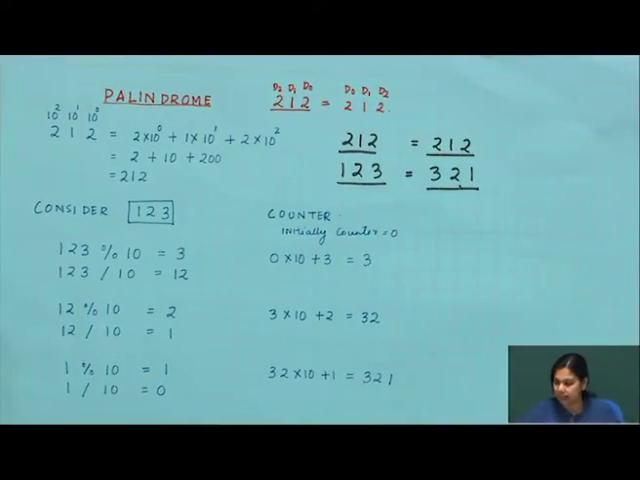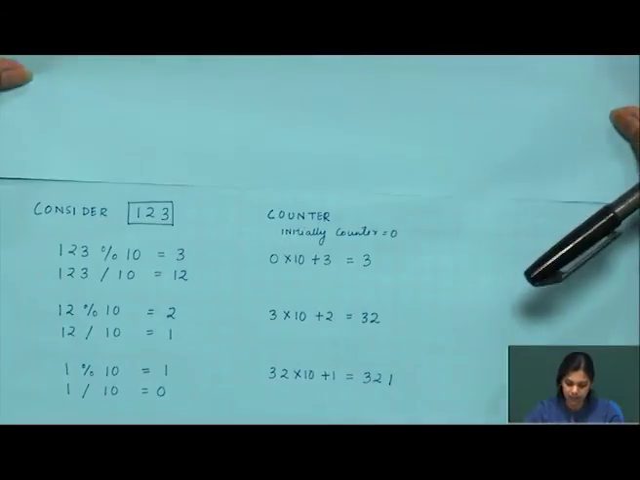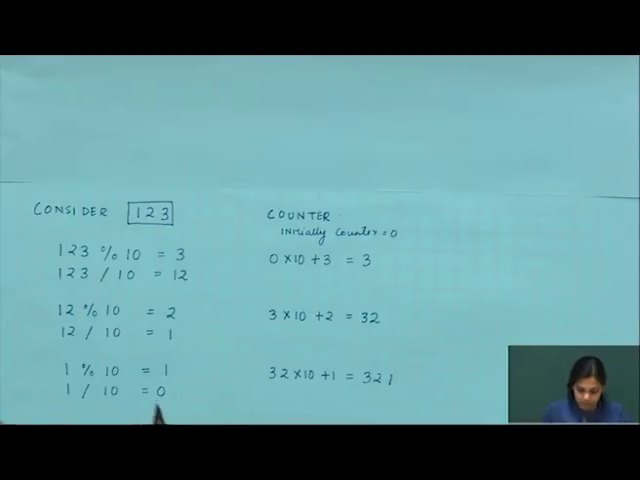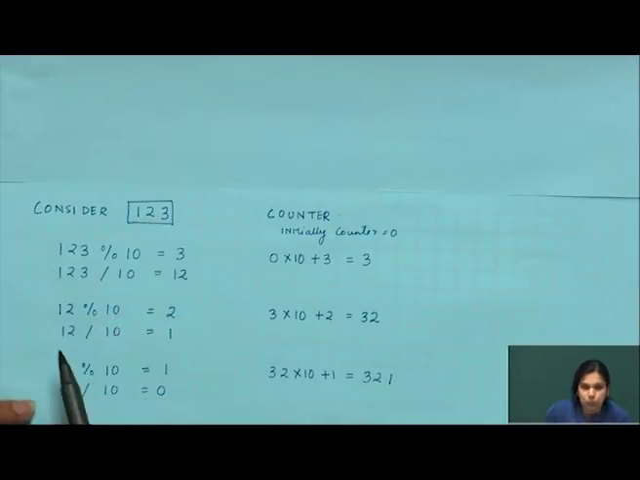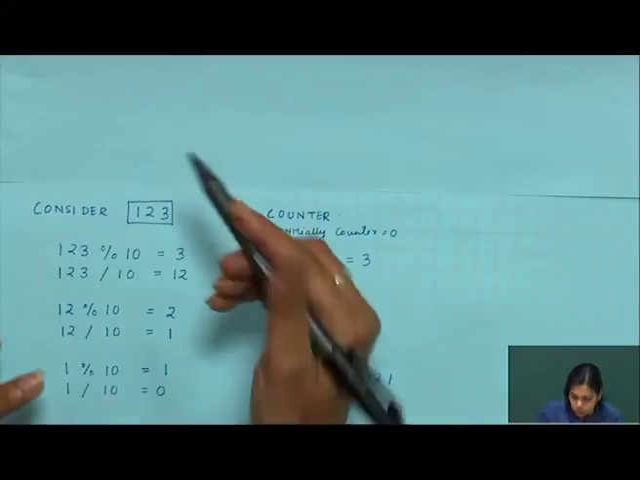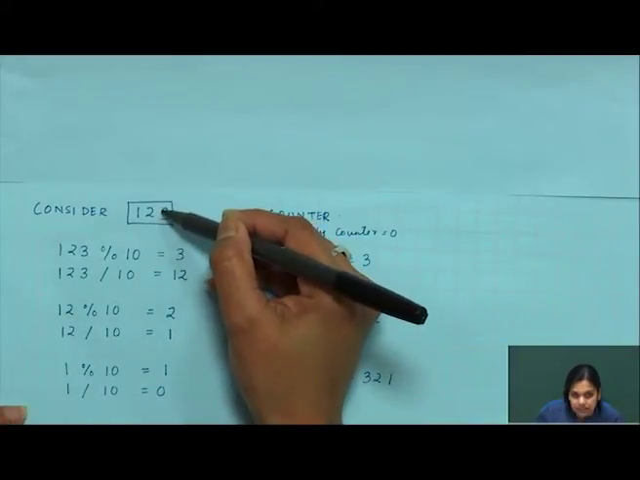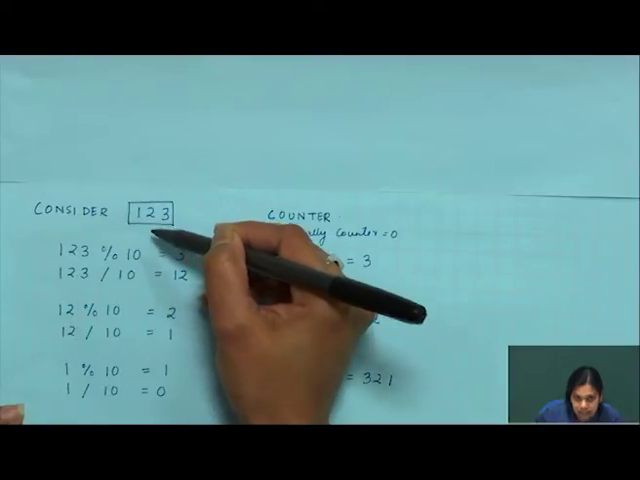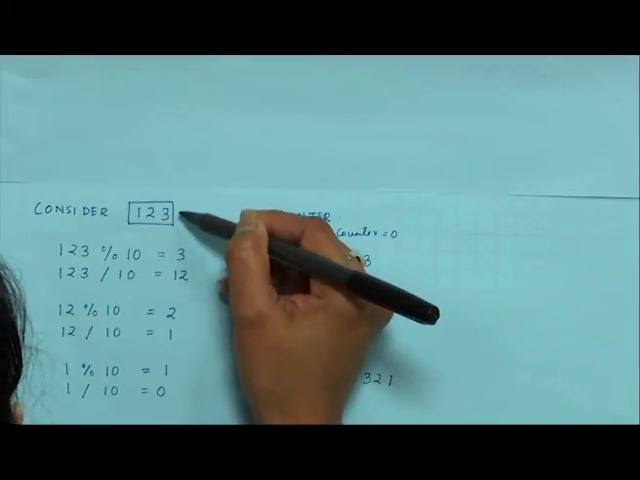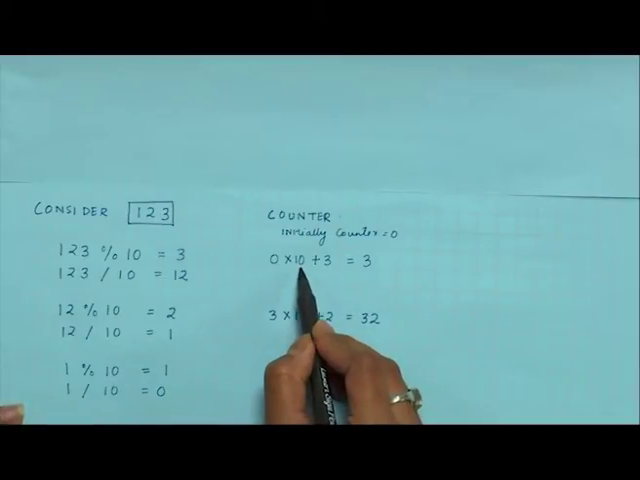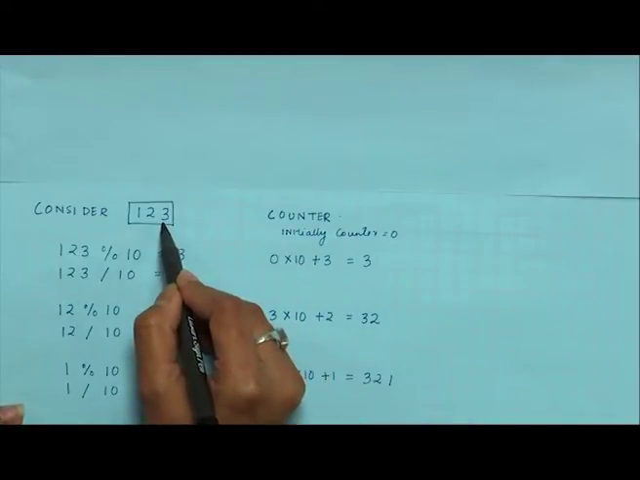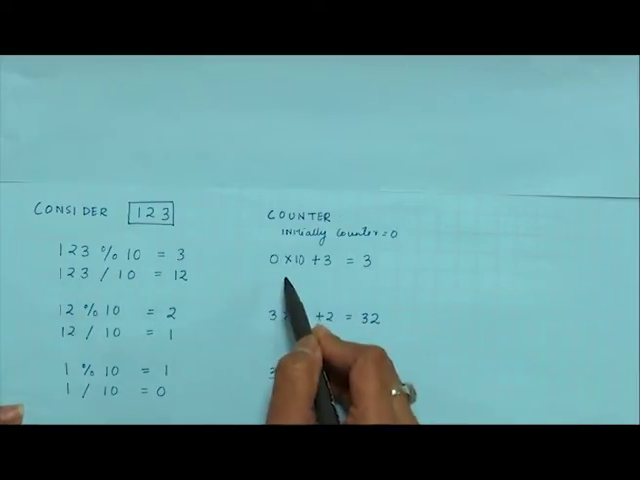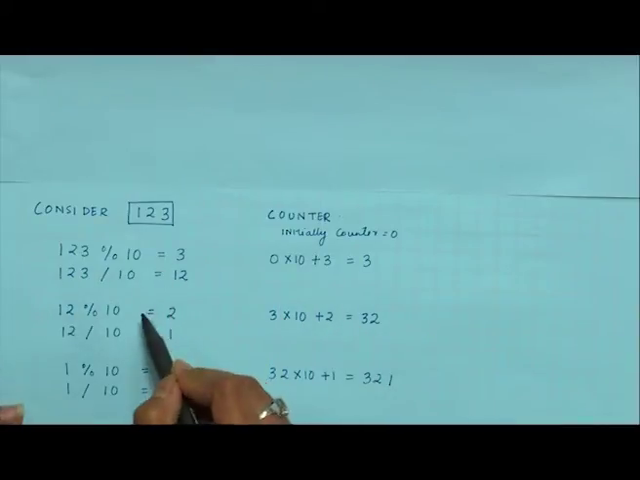Now, we will consider an example. Let us take the example 1, 2, 3. Basically, what we need to do is extract the last digit, then again extract the last digit, and again, and while doing so, we multiply the stored value by 10 and add the extracted digit, and we store it. Whatever we get, again we multiply with 10 and add the last digit, that is the remainder.